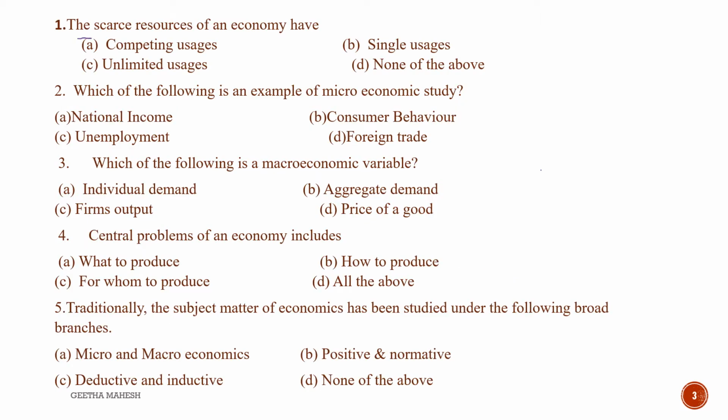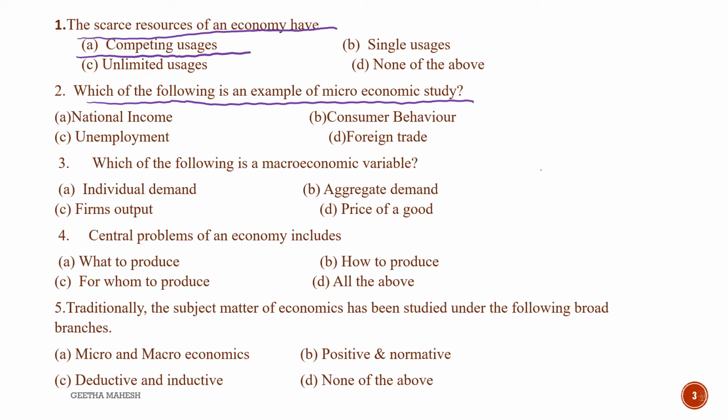The scarce resource of an economy have competing usages, single usages, unlimited usages, none of the above. The answer is competing usages. As we know, scarce resources have alternative uses. The second one, which of the following is an example of microeconomic study? National income, consumer behavior, unemployment, foreign trade.